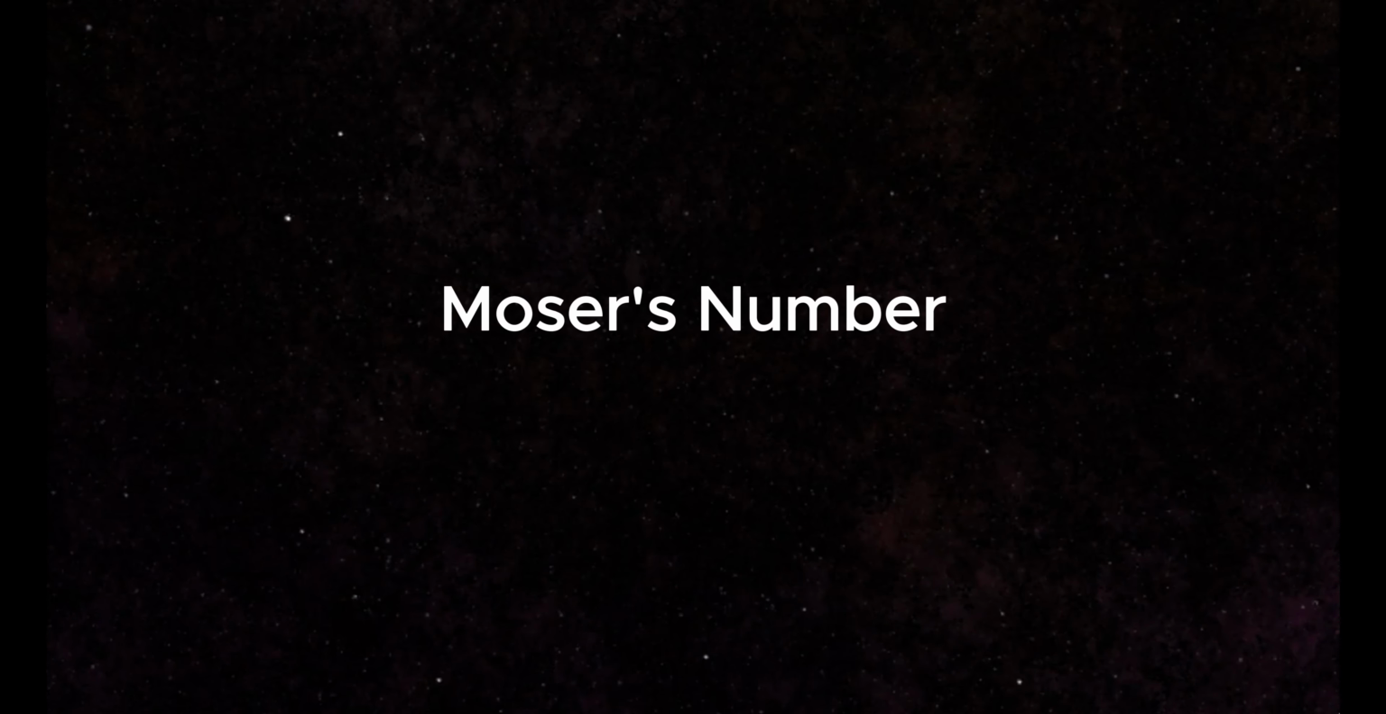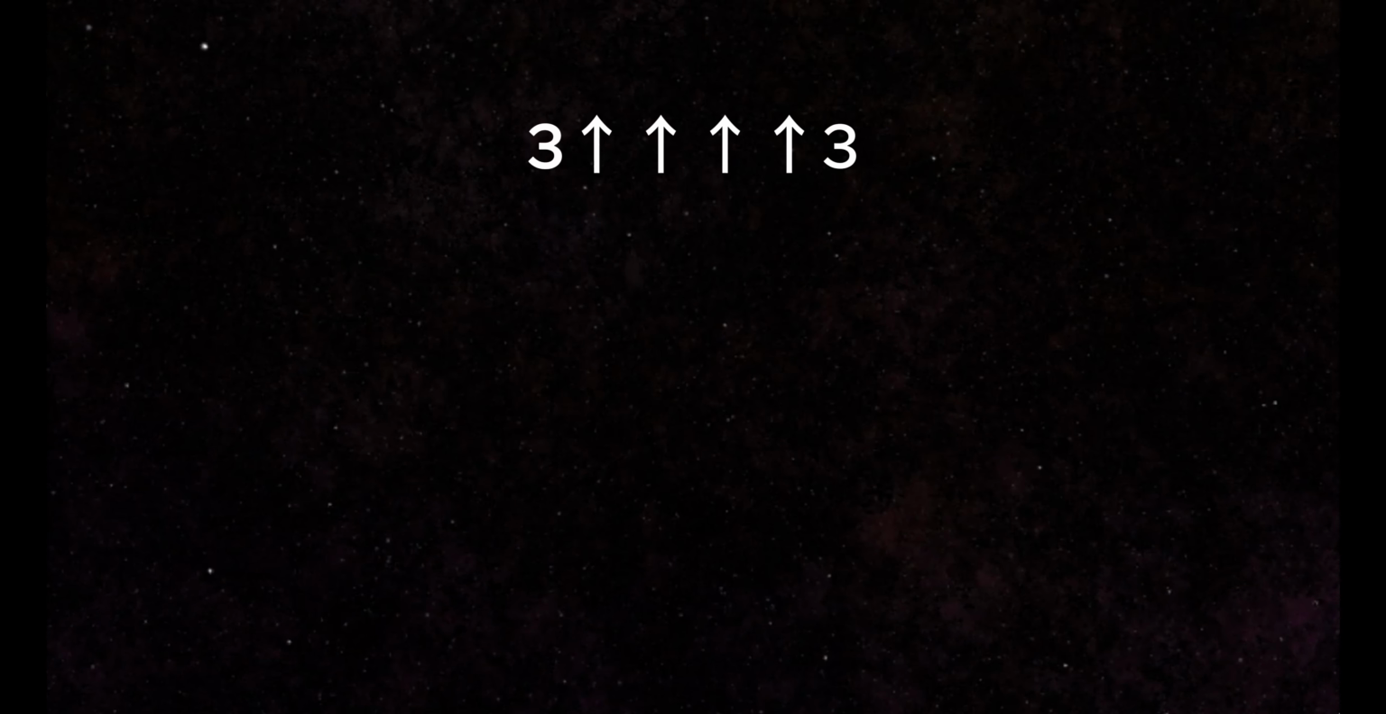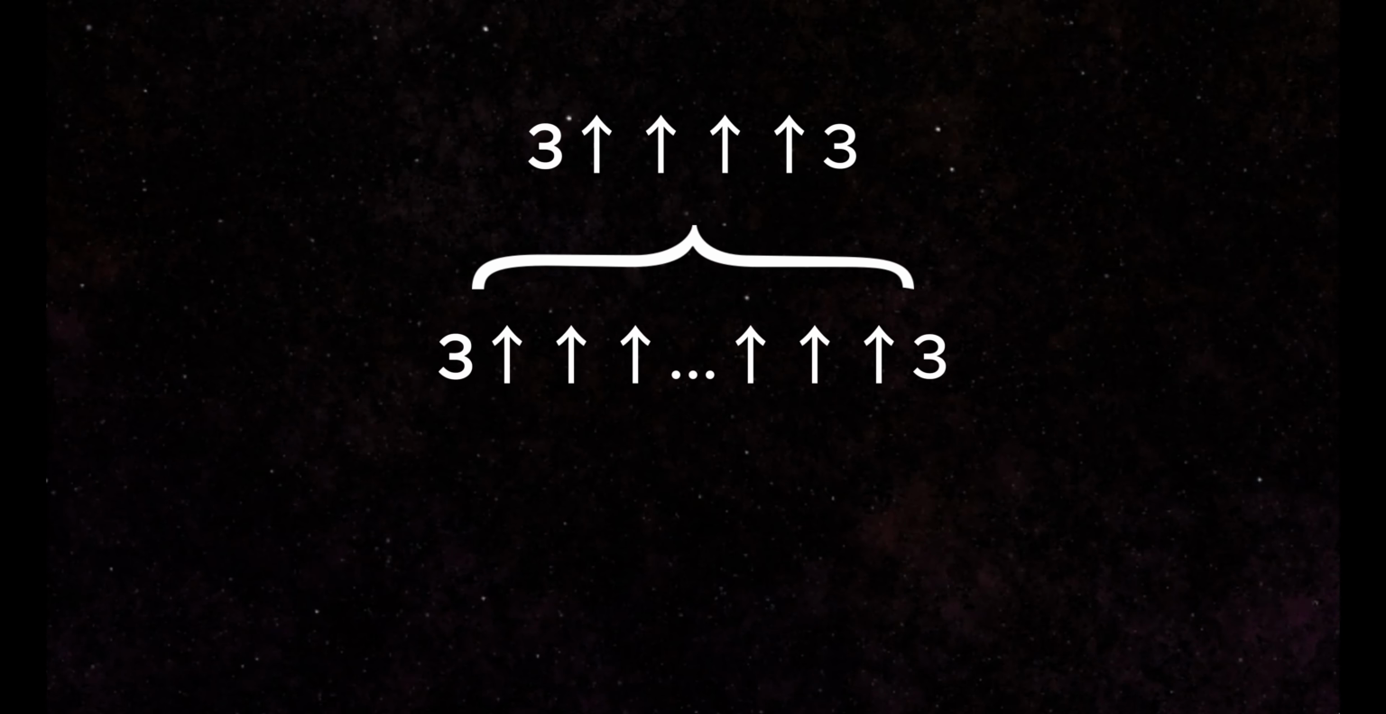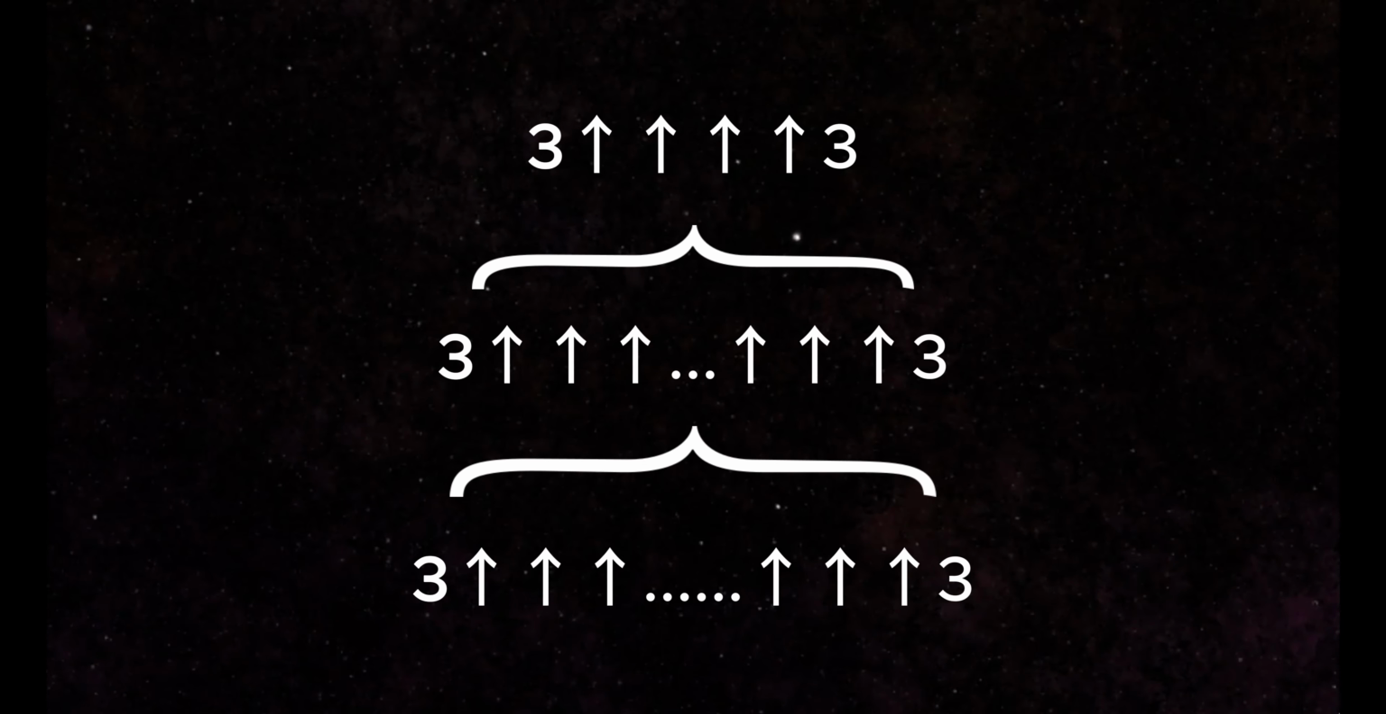Last time, we used up arrow notation to describe the massively large Moser's number. We started with this huge quadruple arrow structure, which is used to describe the number of arrows in this number, which in turn describes the number of arrows in this number, which is Moser's number.